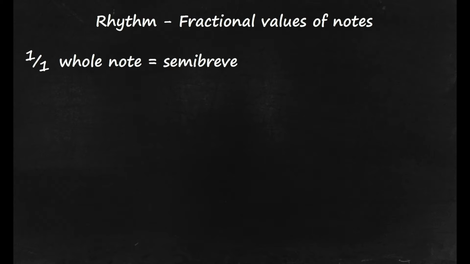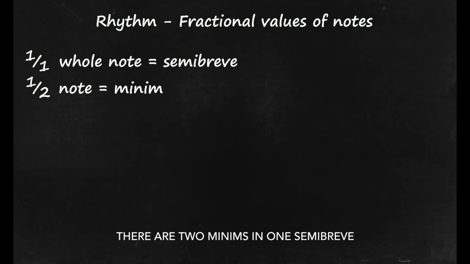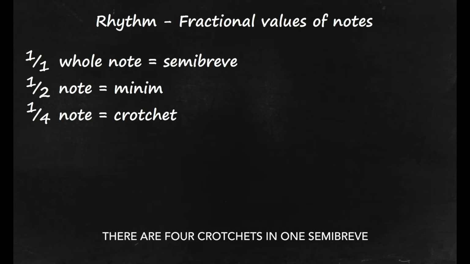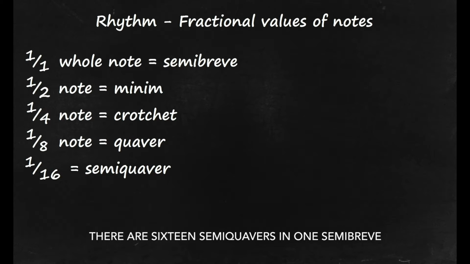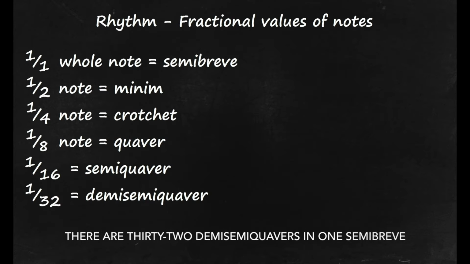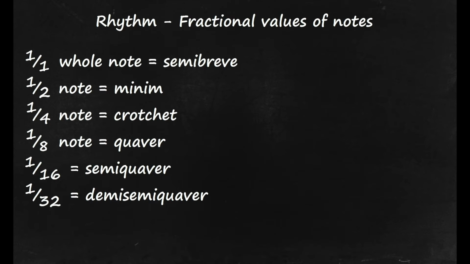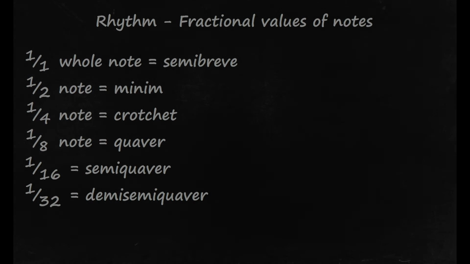A whole note is a semibreve, a half note is a minim, a quarter note is a crotchet, an eighth note is a quaver, a 16th note is a semiquaver, and a very fast 32nd note is called a demi-semiquaver. There are even 64th notes called hemi-demi-semiquavers.